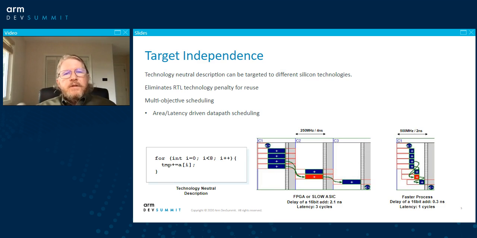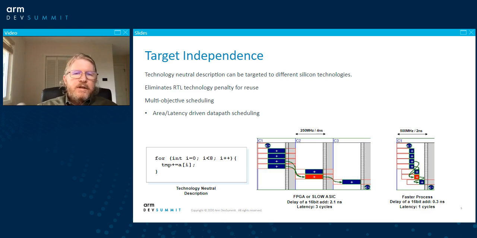High-level synthesis also gives us independence from the target technology, which means we can retarget it to different platforms very easily. Traditionally, in RTL development, there's a technology penalty for reuse. In other words, if we describe the algorithm for a particular speed of ASIC library, and we now want to use RTL synthesis to try to retarget it to a faster platform, sometimes the RTL synthesis tool can compensate for that, but it's going to spend a lot of time and it won't always be successful.